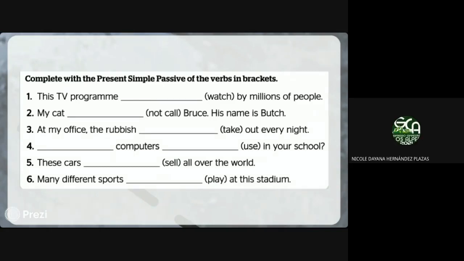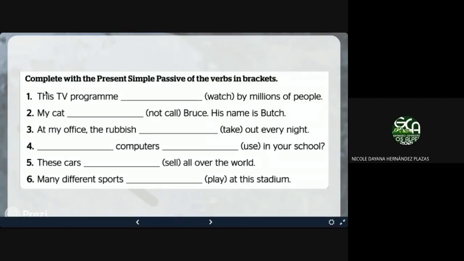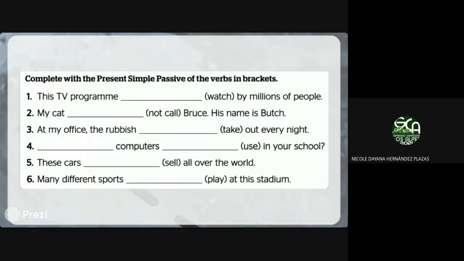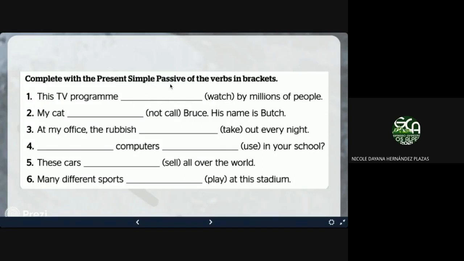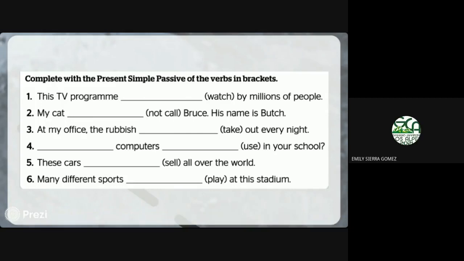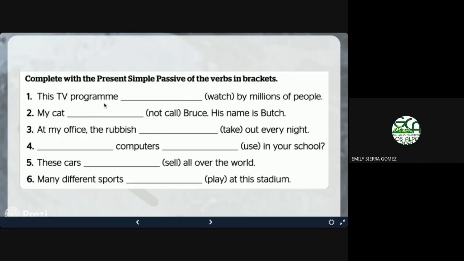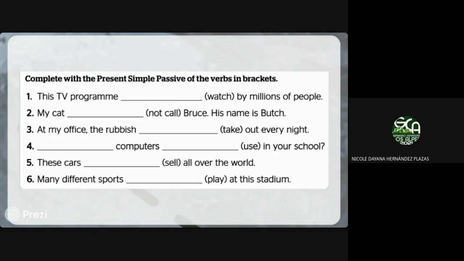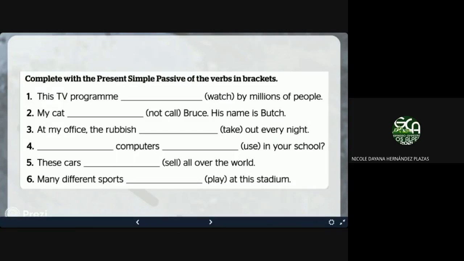Yes, teacher. Okay, so you are going to help me with the first one. Ready? It says, this TV program, space, the verb is watched by millions of people. So how can you complete this in present simple passive? Remember, you have two important things, verb to be and the verb in participle. This TV program is watched by millions of people.